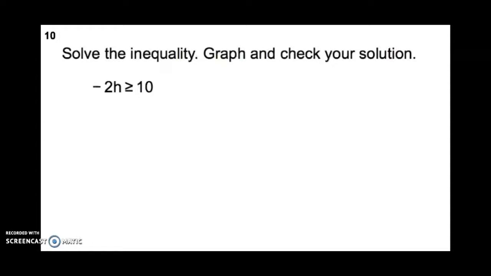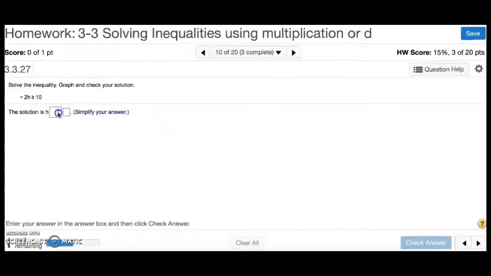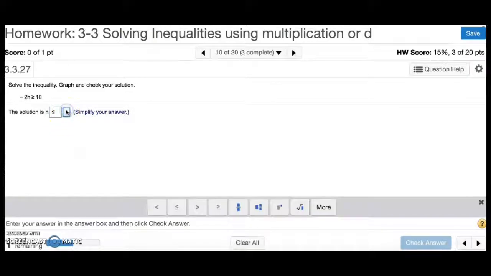Number 10. Solve and graph the inequality. So what we do first is divide both sides by negative 2. Because we divided by a negative number, we switch the direction of the inequality. So we have h is less than or equal to negative 5 because 10 divided by negative 2 is negative 5. So let's graph that. So we have less than or equal to negative 5.